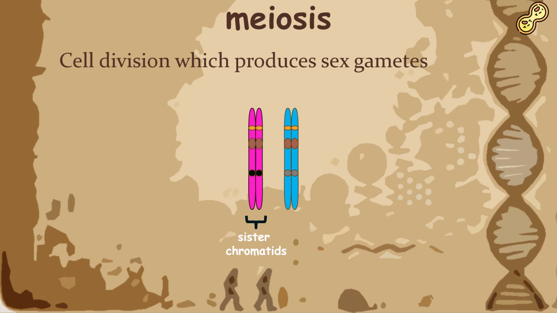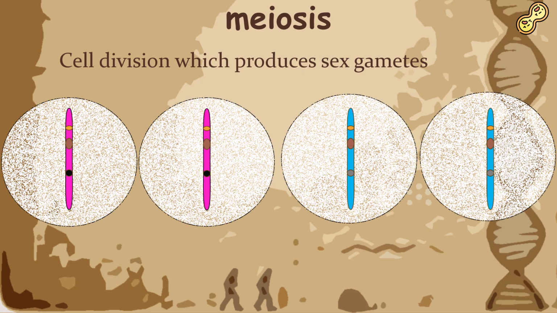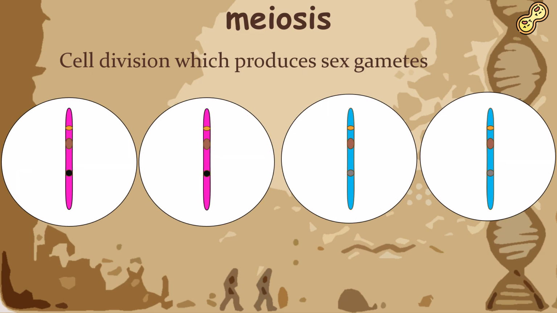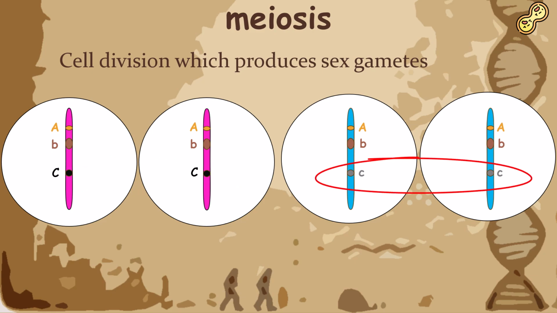Let's take, for example, a pair of homologous chromosomes that are homozygous dominant for gene A, recessive for gene B, and heterozygous for gene C. At the end of meiosis, after the homologous chromosomes split, followed by the splitting of sister chromatids, you will be left with 4 sex cells. 100% of them will have the dominant A allele, and all 4 will have the recessive B allele. For the C allele, you can see that 50% of the gametes will have the dominant C allele, while the other half will have the recessive C allele.